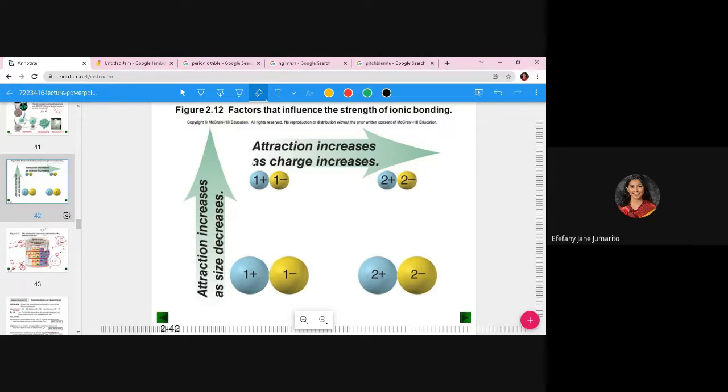Okay, so now also you review your periodic trends. So electronegativity, the electron affinity, ionization. You review that one. Because the attraction increases as the charge increases, also the attraction decreases as the size increases. Okay, we have that one.